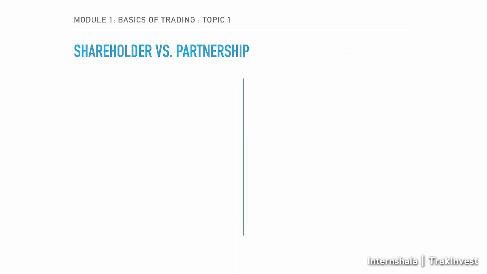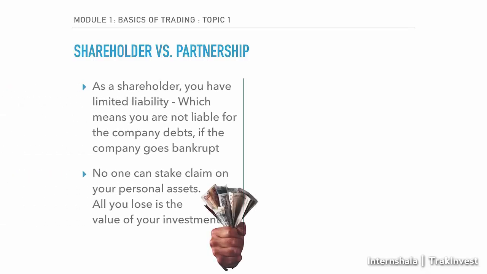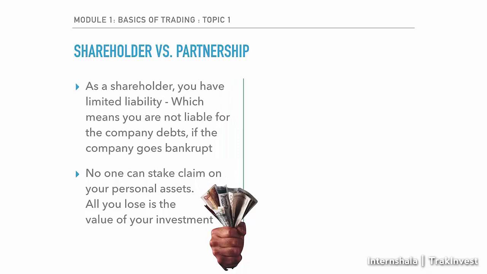Now, what's the difference? And this is also often a common question where people get confused. What is the difference between a shareholder and a partnership? So let's explore these in detail. As a shareholder, you have limited liability in a company, which means you are not liable for the company's debts. If the company goes bankrupt, no one can stake a claim on your personal assets. All you lose is the value of your investment and that's it. Nobody will come running after you, staking a claim on your personal belongings and assets.